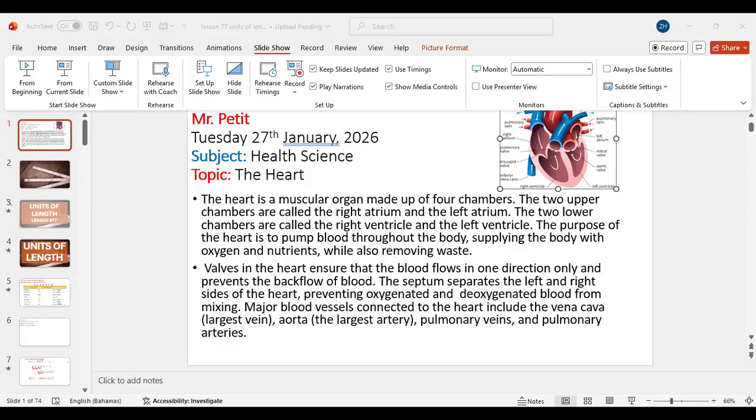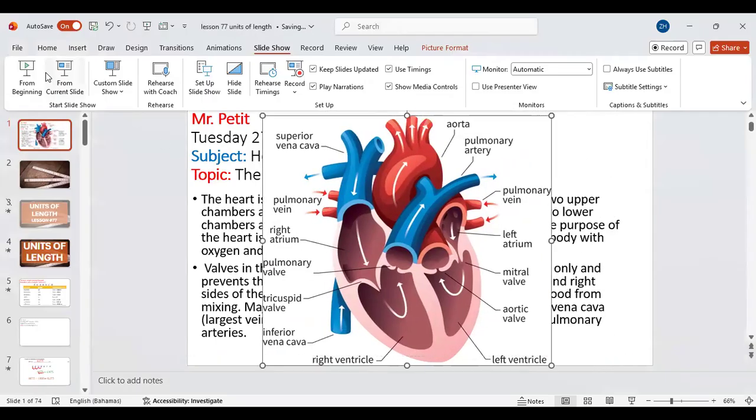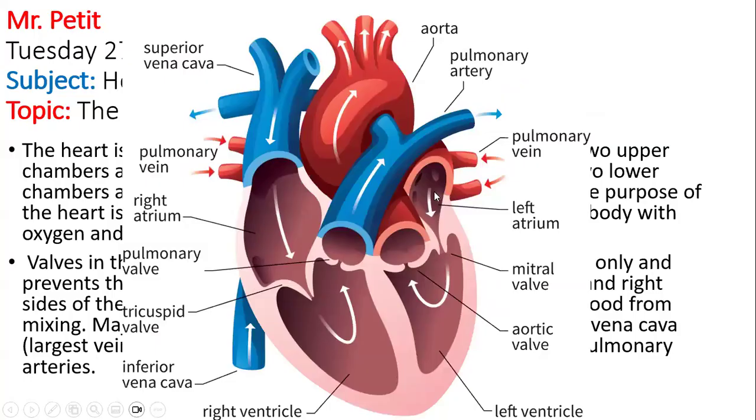Okay, what do you have for that one? What are you going to put? Left and right ventricles? Yes, sir. But they say upper chambers though. So let's go back to the diagram. The upper chambers are the right atrium right there and the left atrium. The lower ones are the right ventricle and the left ventricle. Do you see that?